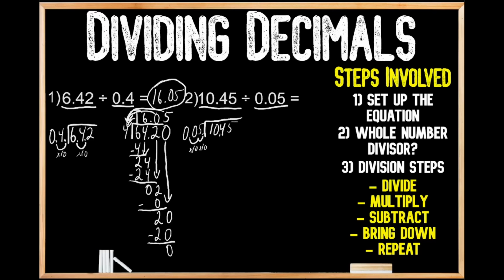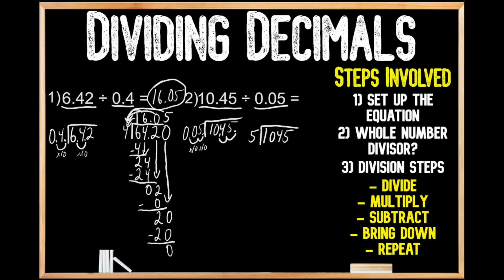So now we have a whole number of 5, and we need to do the same thing to our dividend as well. So we're going to multiply it by 10 and then once again by 10 to move our decimal place all the way to the outside, giving us a dividend of 1045. So now, just like we did with our first problem, we're going to rewrite this division problem with our new dividend and divisor so that it's a bit easier to solve. So our dividend is 1045 and our divisor is now 5.